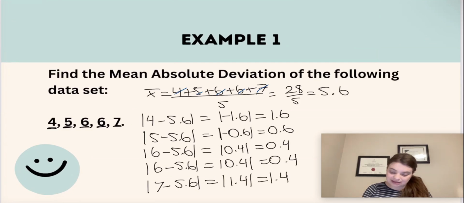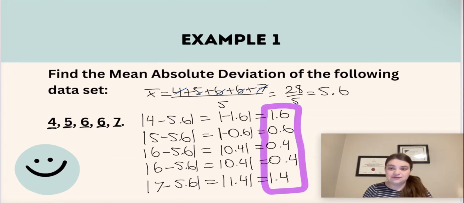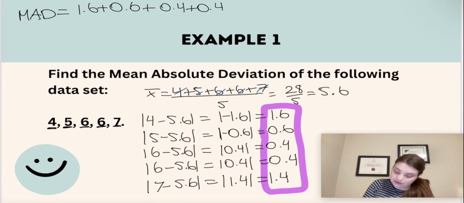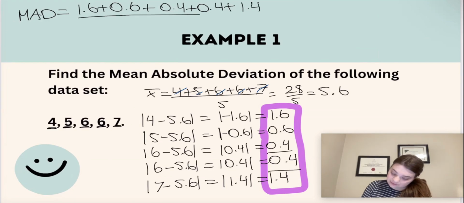Okay, so now we have essentially a new data set. We have the set of the absolute deviations, which is right here. And what I'm going to do is find the mean of these to find the mean absolute deviation. So the mean absolute deviation is equal to 1.6 plus 0.6 plus 0.4 plus 0.4, or you can write 0.4 times 2 because it appears twice in the list. Just make sure that you do include it twice. And then plus 1.4, and then we're going to divide all that by 5.